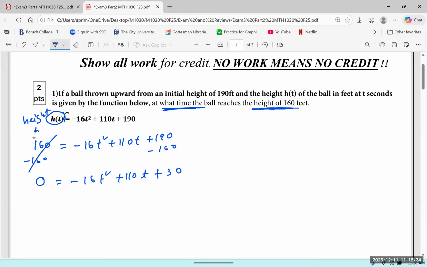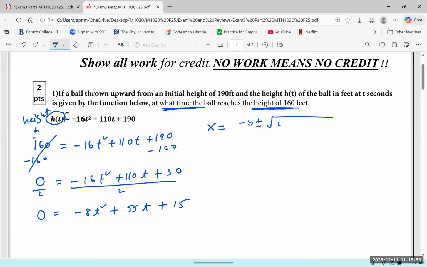Now, yeah, you can divide by 2, but it doesn't matter because you're going to use the calculator anyway. So if you want, you can divide by 2. So you get negative 8t squared. What is half of 110? 55. And then 30 is 15. So this is not factorable. So you go to the quadratic formula: negative b plus or minus the square root of b squared minus 4ac, whole thing divided by 2a.